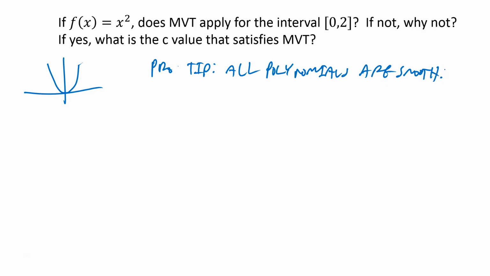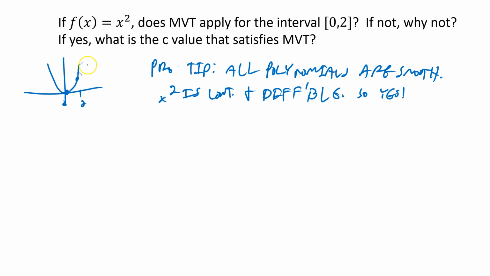Okay, so what I'm going to say here is x squared is continuous and differentiable. Always good to write down what the premises have to be. So yes, mean value theorem applies. And now what we're going to do is say, well, 0 is right here, 2 is right here. So we're going to try to find a point in between 0 and 2 where the tangent line has the same slope as the secant line.